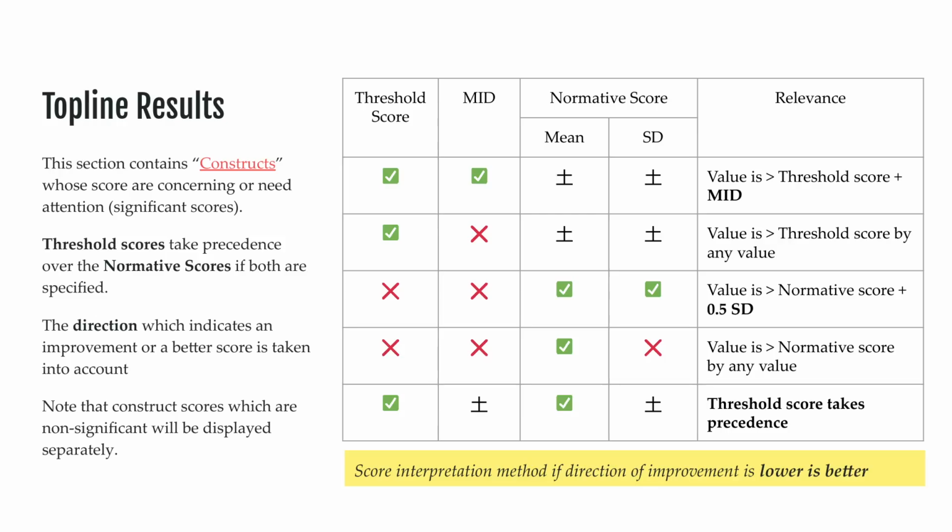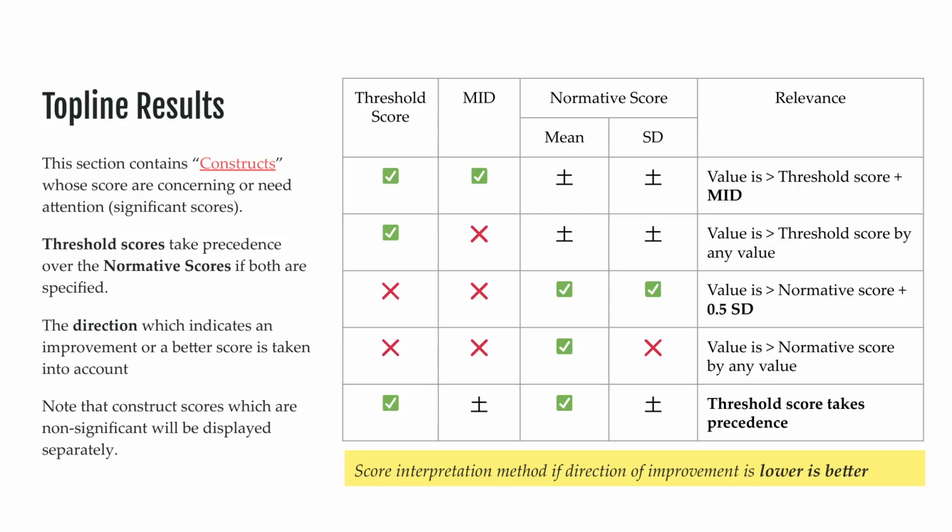If a minimal important difference metric is available for the patient reported outcome measure for a given construct, then that can be used to determine the significance of the score. So typically any value which is more than or less than this threshold score plus the MID would be considered as clinically significant. Now please remember that this also determines whether the score is significant based upon the direction of improvement. Let's take an example.